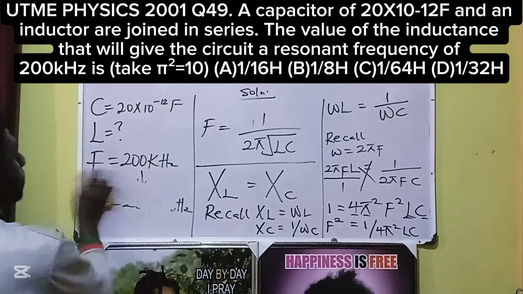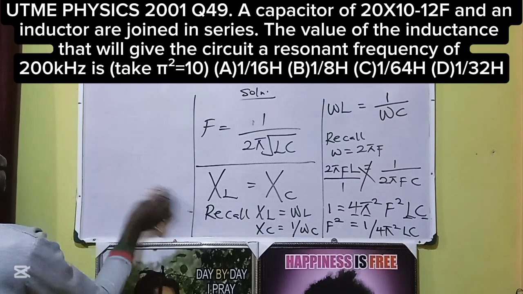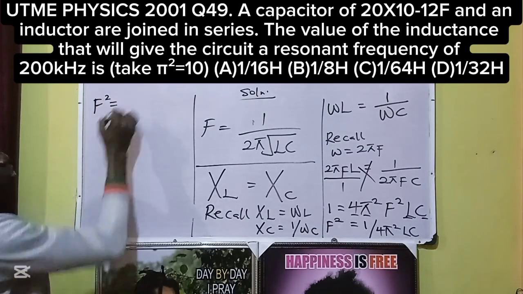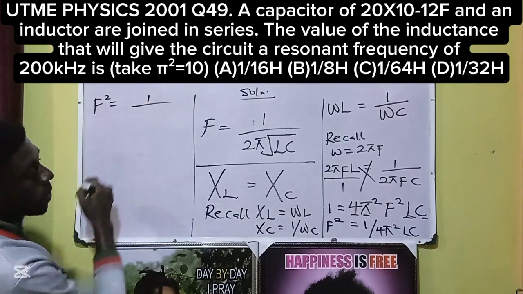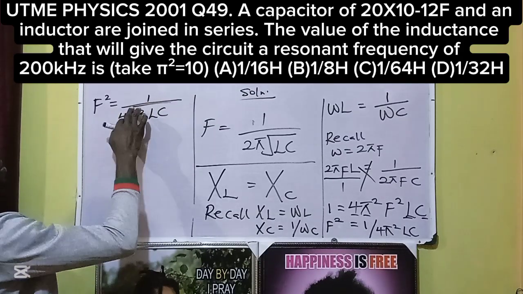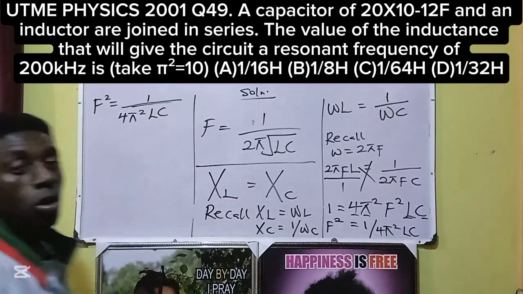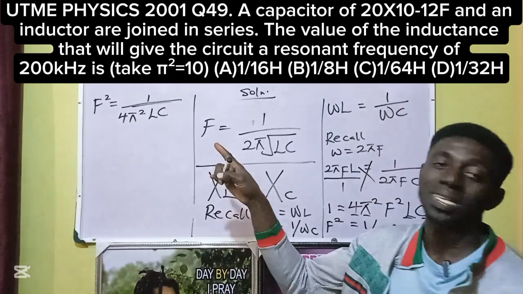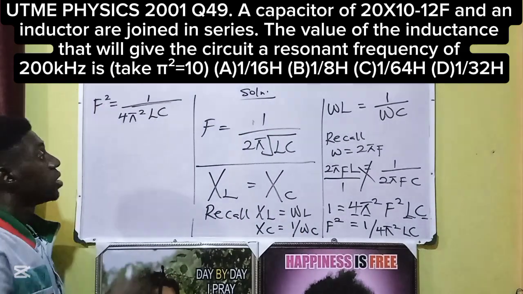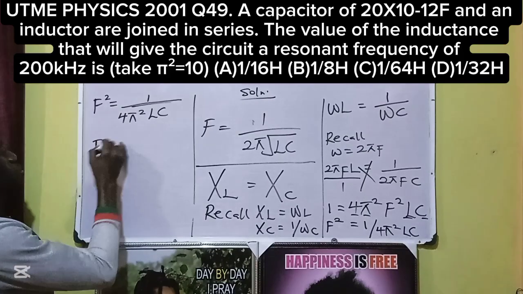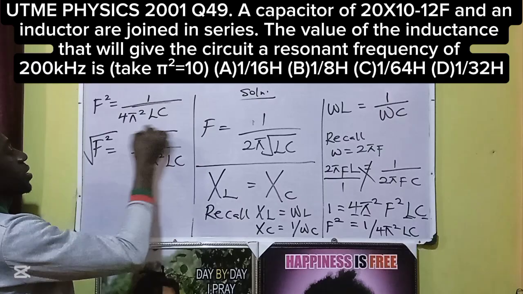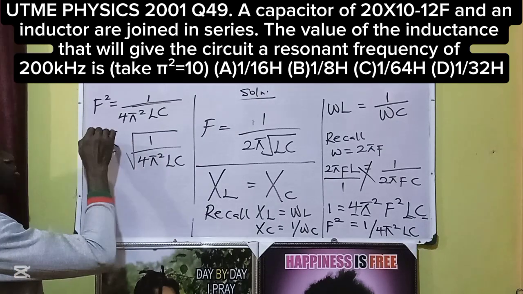Then to continue from here, F square is equal to 1 over 4 pi square LC. Recall, I want to prove the formula for finding the resonant frequency, and not the square of the frequency. In order to eliminate this square, I will take the square root of both sides. So I have the square root of F square equal to the square root of 1 over 4 pi square LC. Square cancels square root.